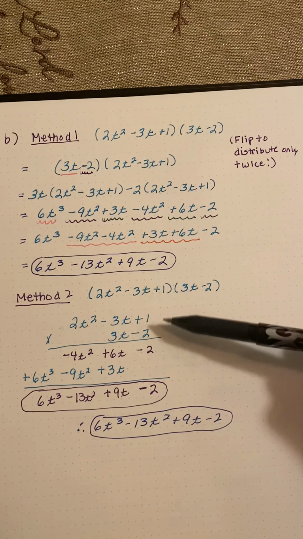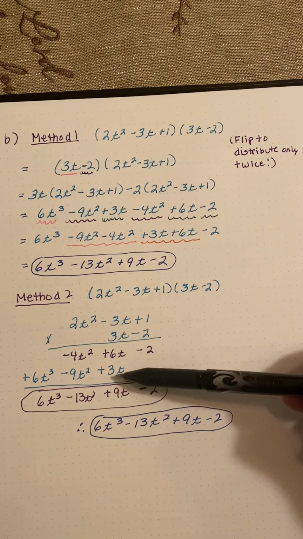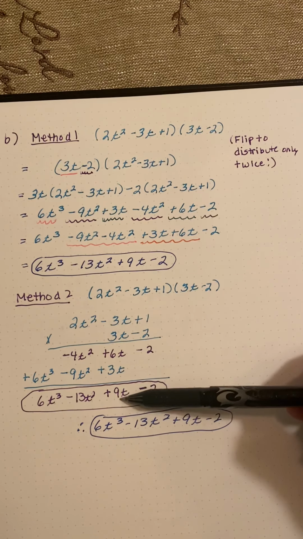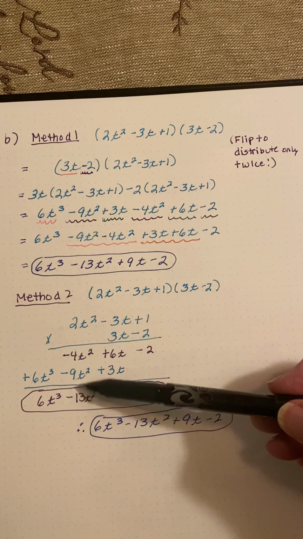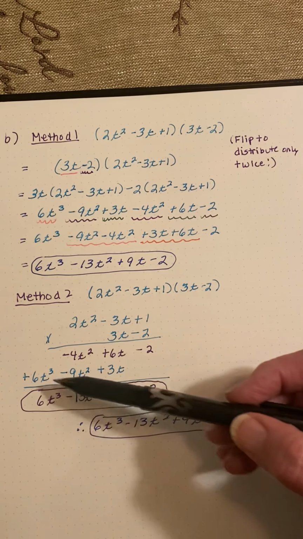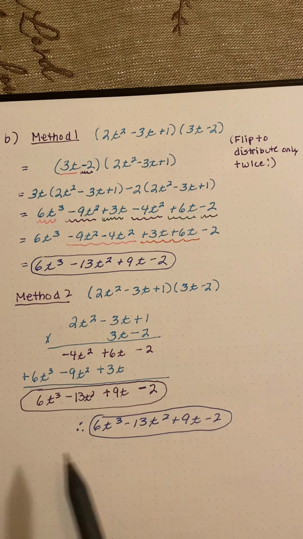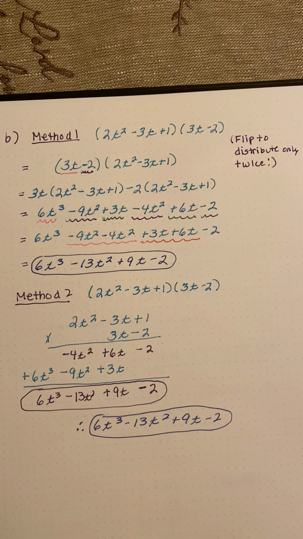Then I add: negative 2 and nothing is negative 2, positive 6t, positive 3t, positive 9t. 2 negatives is a negative. 4 plus 9 is 13, and it's a t squared. And then nothing in 6t cubed is 6t cubed, and that is my answer. 6t cubed minus 13t squared plus 9t minus 2.